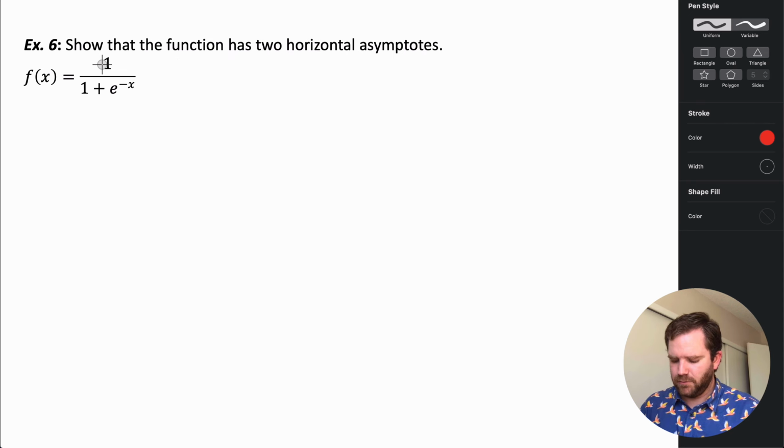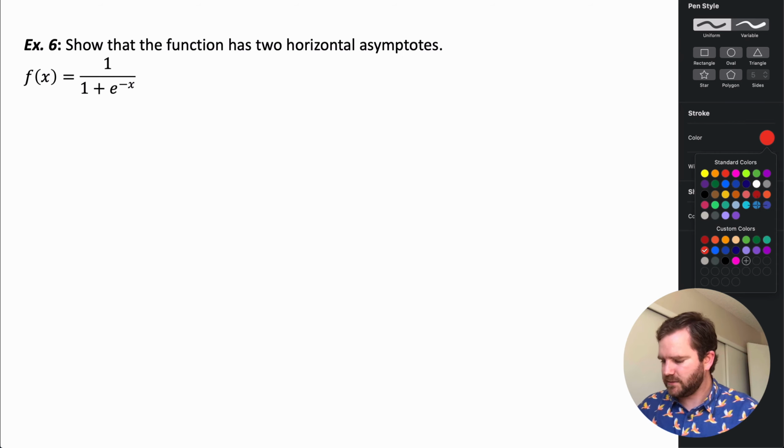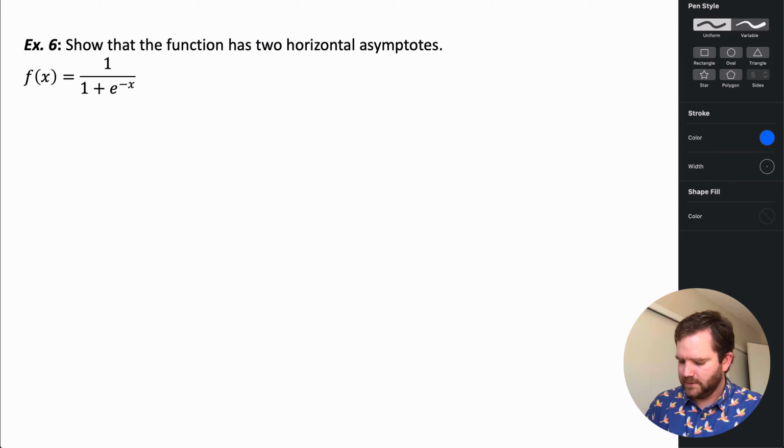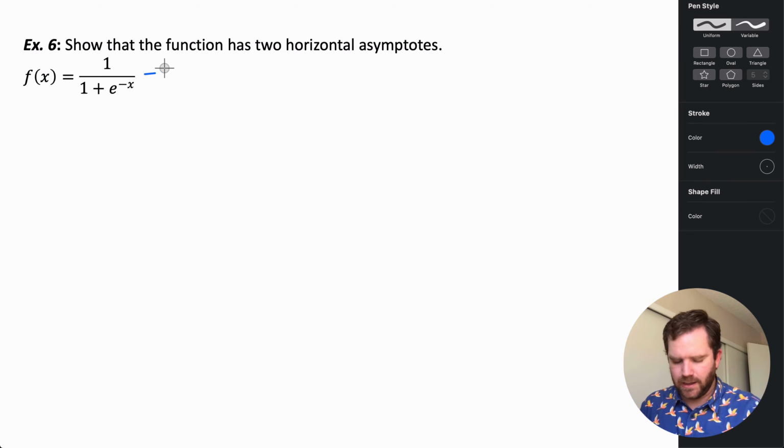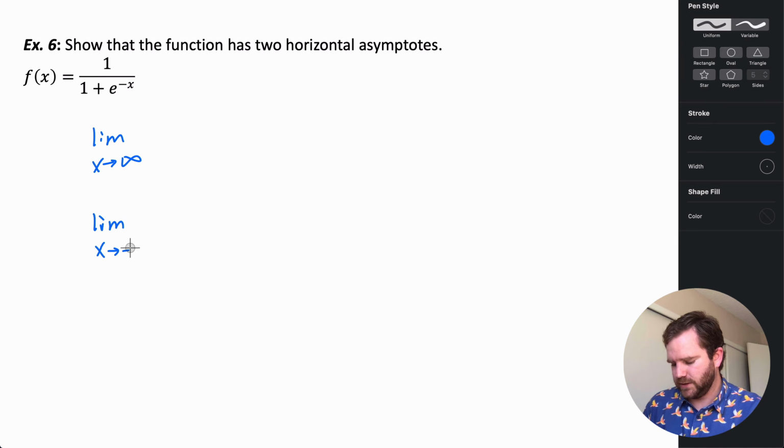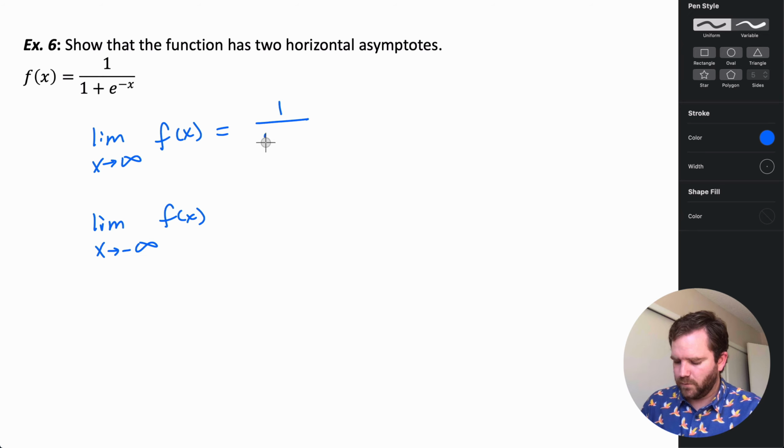So f of x equals 1 over 1 plus e to the x. If I just go in and try and use direct substitution, what happens? So it's saying show that this has 2 horizontal asymptotes. So that means I have to look at the limit as x approaches infinity and the limit as x approaches negative infinity of f of x.